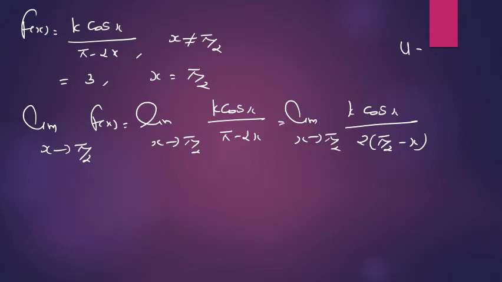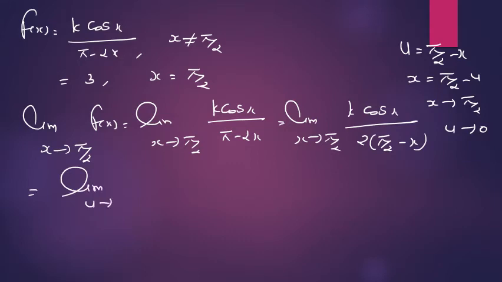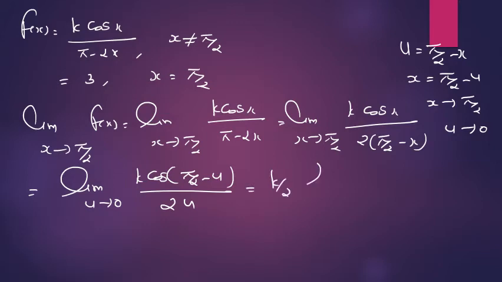Now take u equal to pi by 2 minus x. Therefore x is equal to what? Pi by 2 minus u. As x tends to pi by 2, u tends to 0. Therefore the limit as u tends to 0 of k cos(pi by 2 minus u) by 2u. So k by 2 into the limit as u tends to 0 of sin u by u. So k by 2 into 1. What is k by 2 into 1? k by 2.